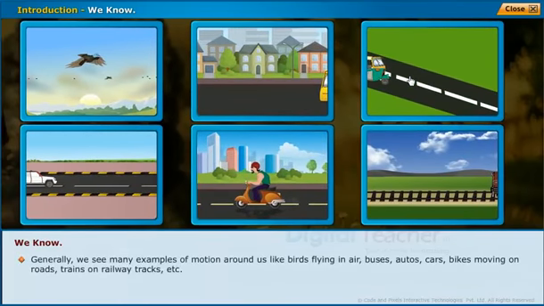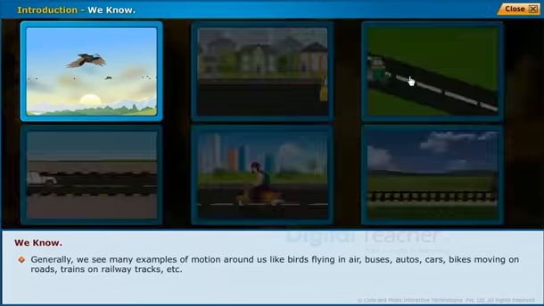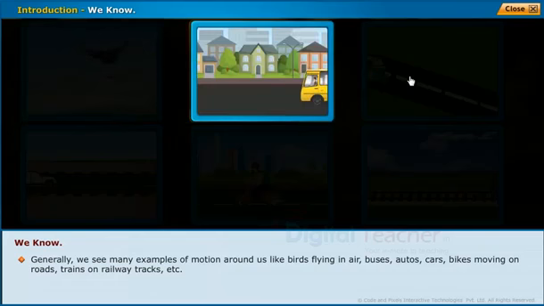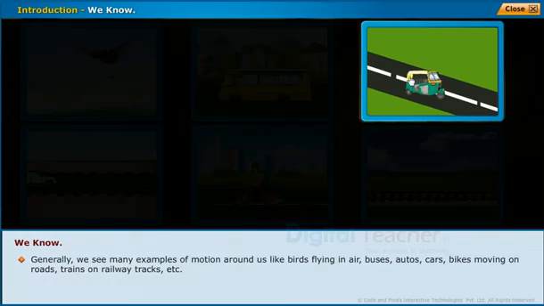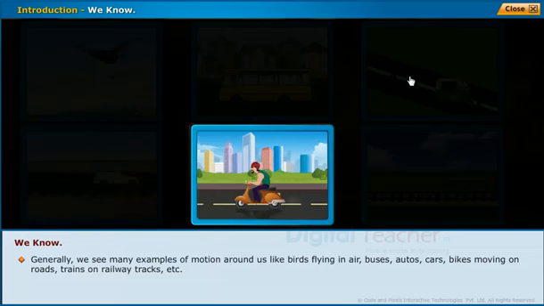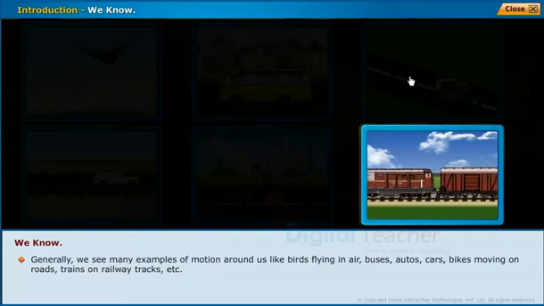Generally, we see many examples of motion around us, like birds flying in air, buses, autos, cars, bikes moving on roads, trains on railway tracks, etc.